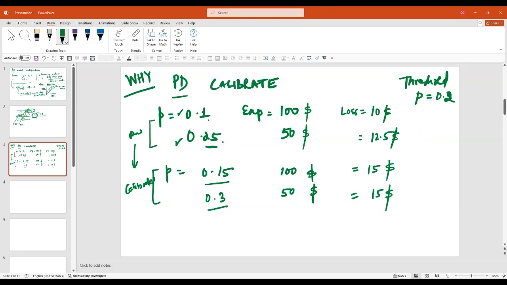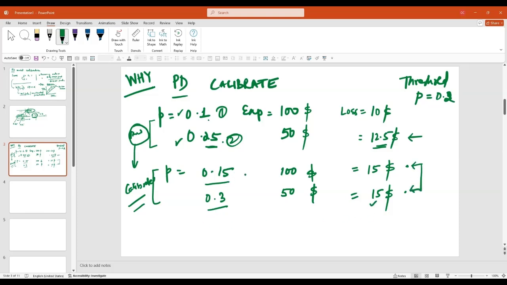That is, if you were using the model to decide which client to focus on, if you had just used the raw predictions from the model, you might have focused on client 2. So let's call this client 1, client 2. You might have focused on client 2. However, if you had calibrated the model properly, you would actually realize that both the clients are equally risky in terms of their loss potential, and therefore you should focus your efforts on both of them rather than only one.